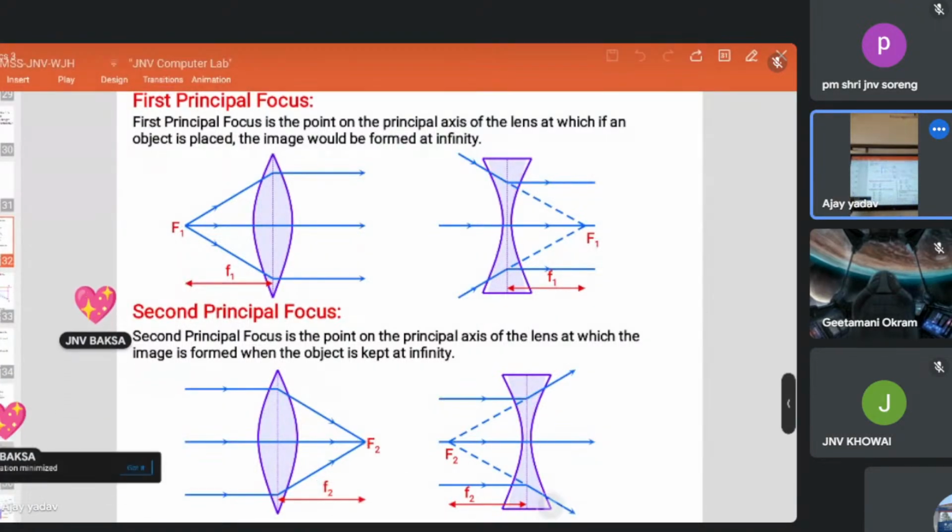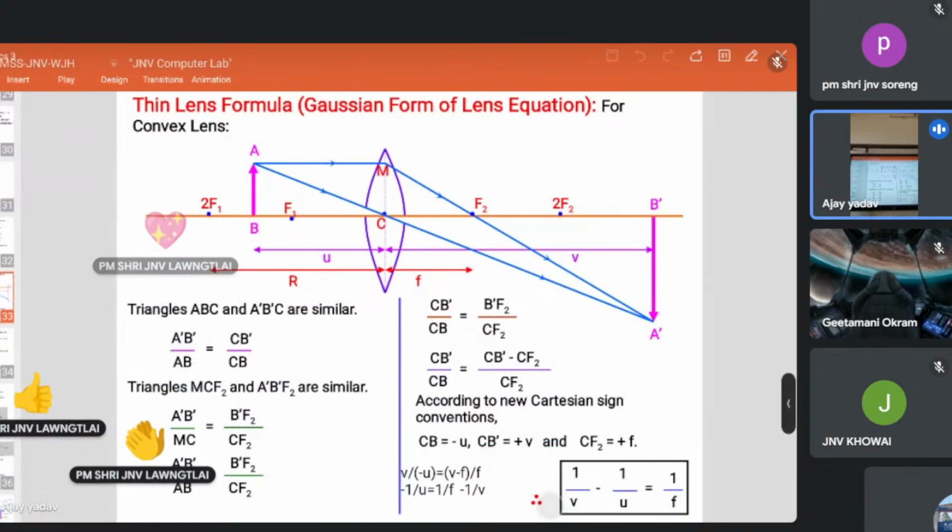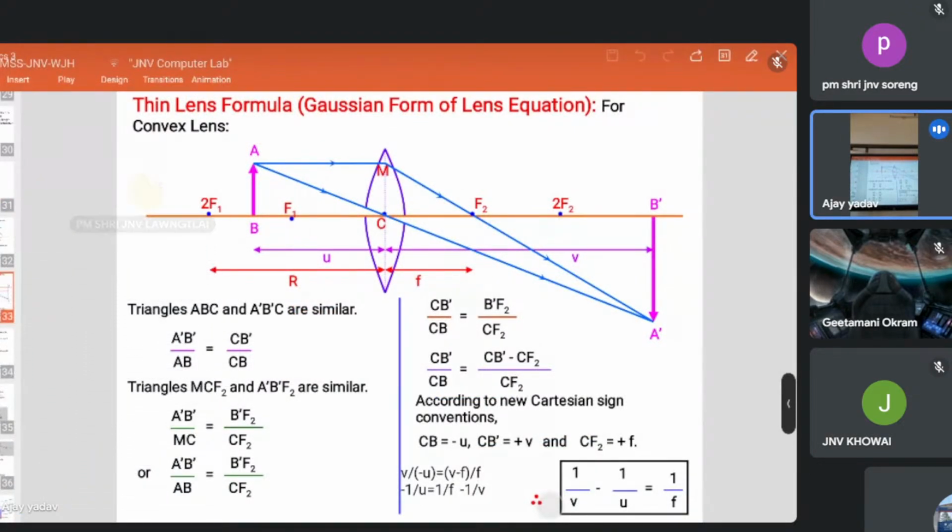Okay. So next is the lens formula. Lens formula is again very similar to the mirror formula. In case of a mirror, if the object and image are on the opposite side, that is called a virtual image. But in a lens, if the object and image are on opposite sides, that is called a real image. This is the difference between lens and mirror images. So here we are studying the lens formula for a convex lens.